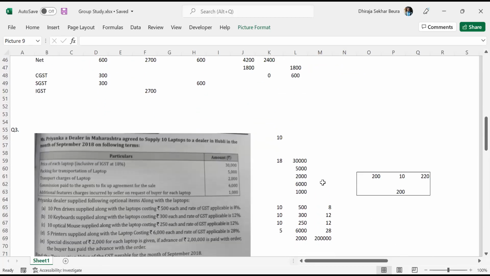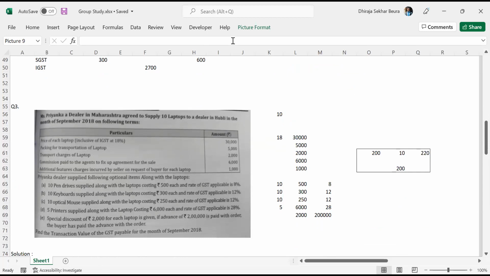Okay. Everybody can see my screen. Just can somebody confirm? Yes, Dheeraj. Great. So here is a question we're going to attempt now.